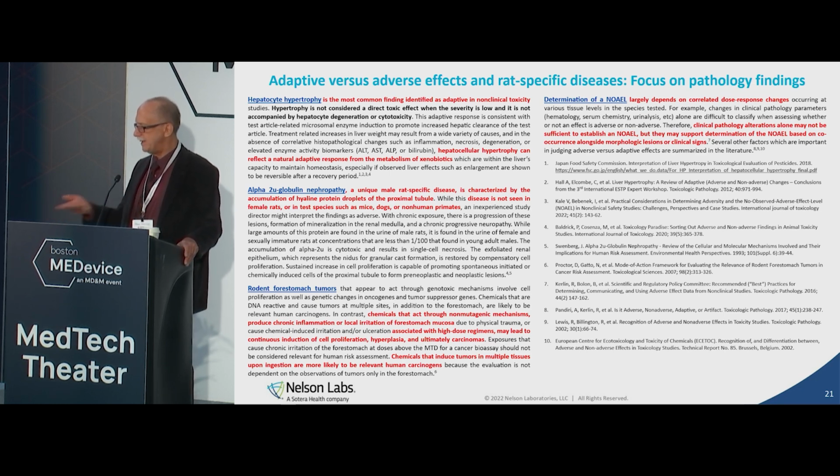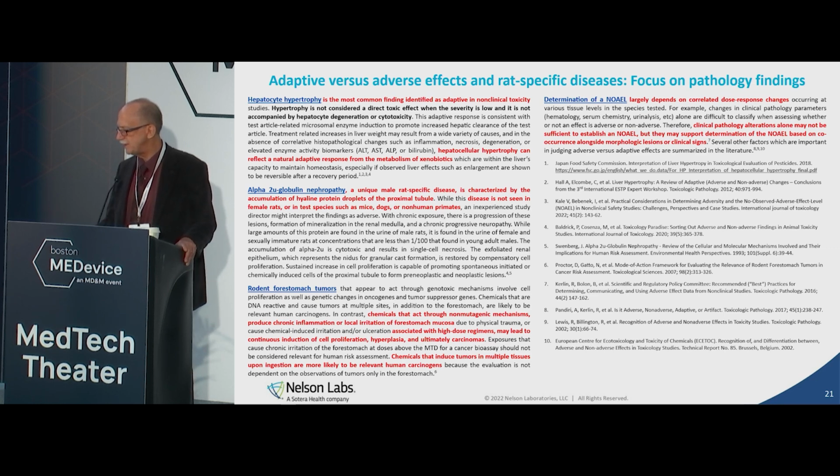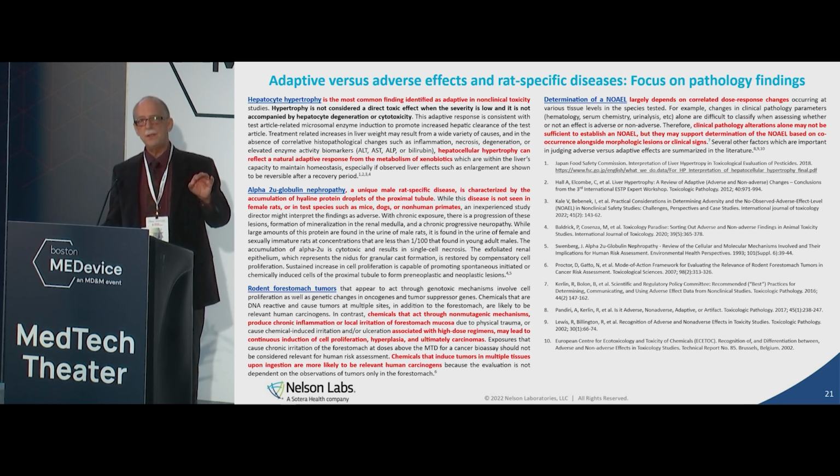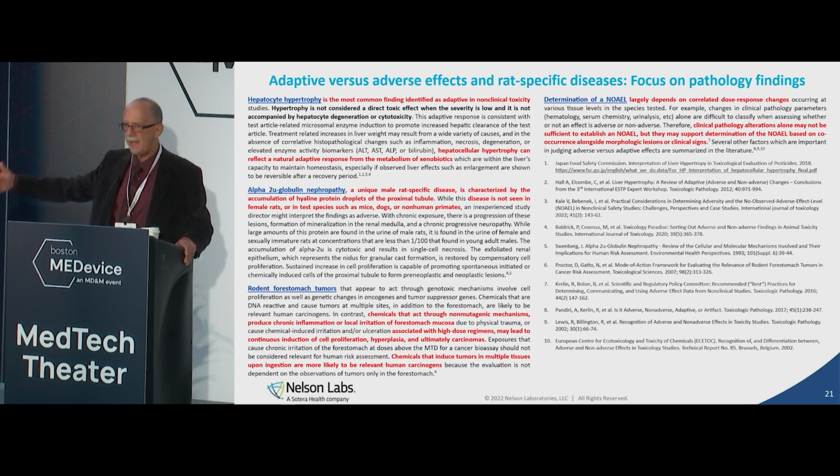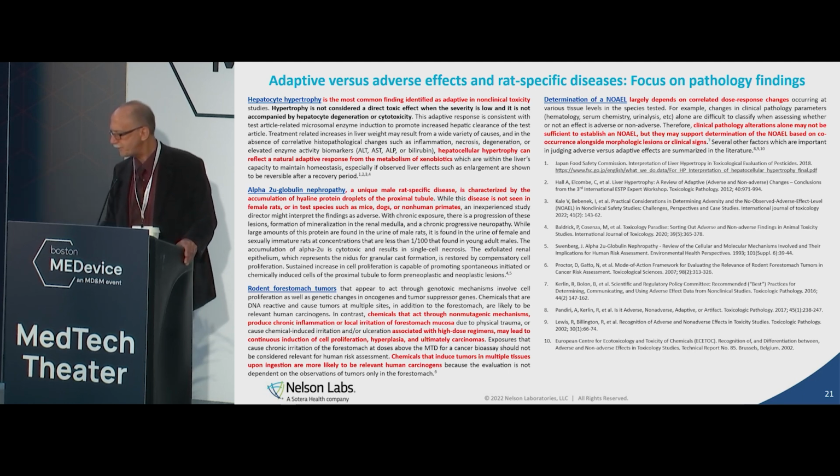Hepatocellular toxicity in the absence of those things may reflect a natural adaptive response from the metabolism of xenobiotics, which are within the liver's capacity to maintain homeostasis, especially if those effects, such as enlargement, are shown to be reversible after recovery. So hence, you may have a no effect level, but that's not a no adverse effect level. And we're really talking about adverse effects to assess toxicity and derive an allowable limit.